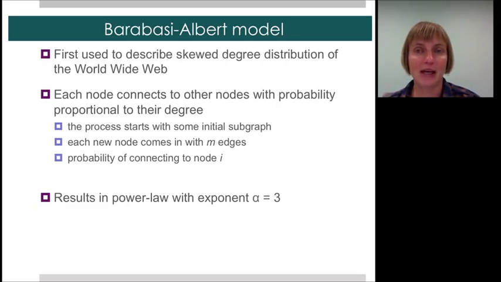However, one can modify the model in interesting ways. For example, giving the nodes different fitness or some intrinsic attractiveness, such that you might prefer certain nodes even if their degree initially is lower, and this will produce more realistic power law distributions and exponents that are closer to 2 than they are to 3.